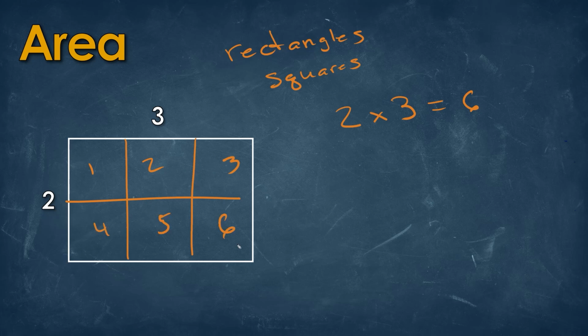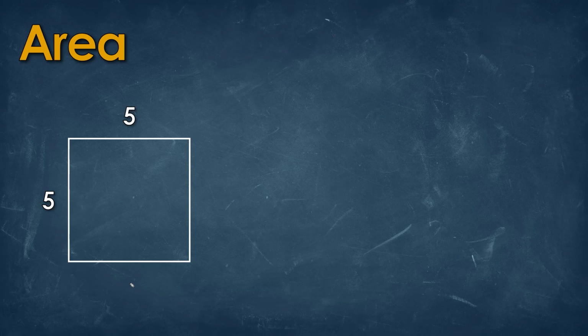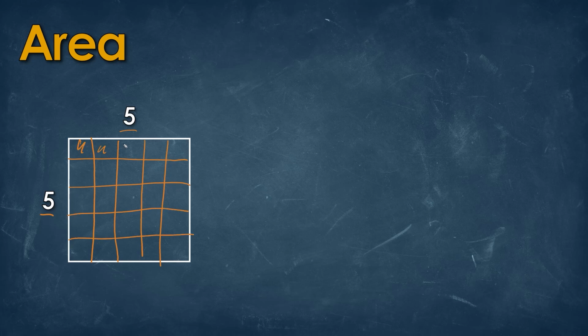All right, let's try another example. Now for this one, we're going to look at a square. A square is a type of rectangle. It just means that all 4 of the sides are the same length. So we know that it is 5 by 5. Now what we could do is add lines so that we get 5 sides, 1, 2, 3, 4, 5 by 1, 2, 3, 4, 5, and we can count each of these individual tiles up to figure out what it is.